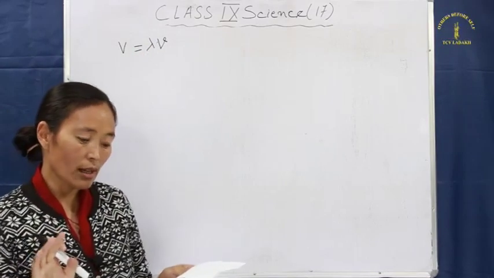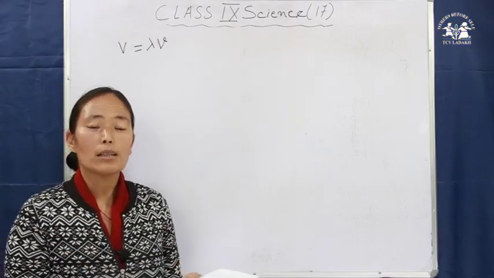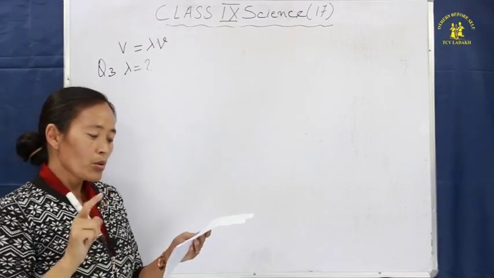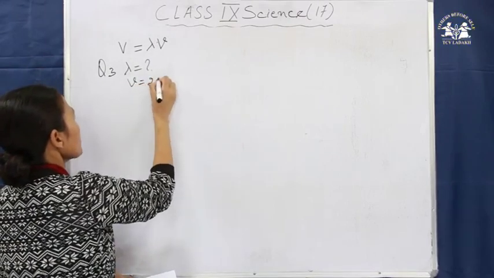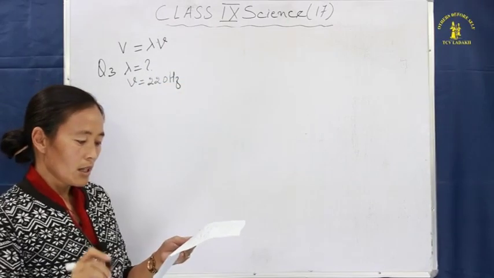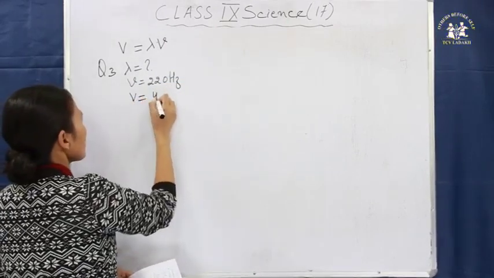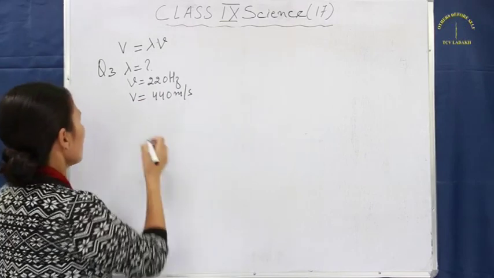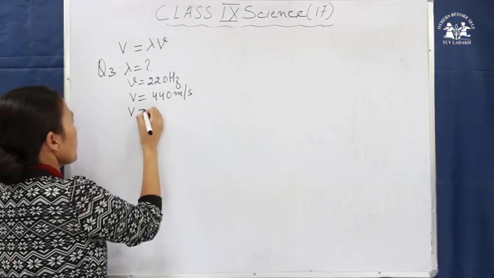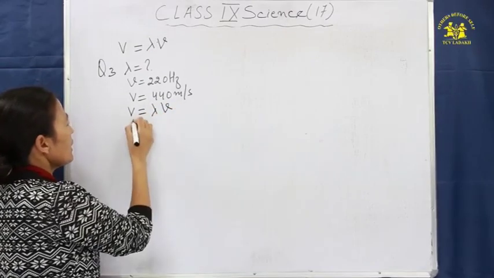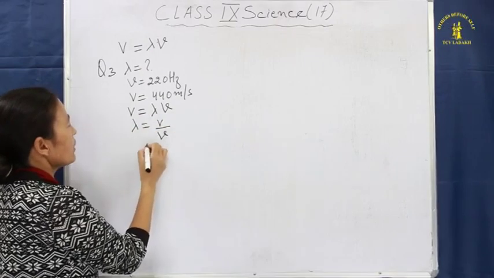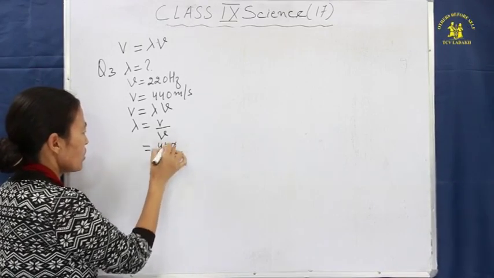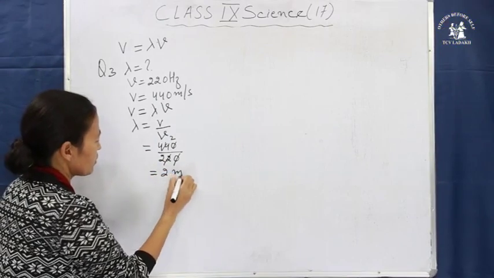Okay, next question: calculate the wavelength whose frequency is 220 hertz and speed V is equal to 440 meter per second. Using the relation V is equal to lambda nu, lambda is equal to V divided by nu. 440 divided by 220, zero cancels, 22 2s are 44. The answer is 2 meter.